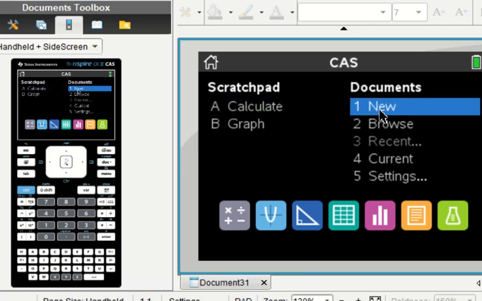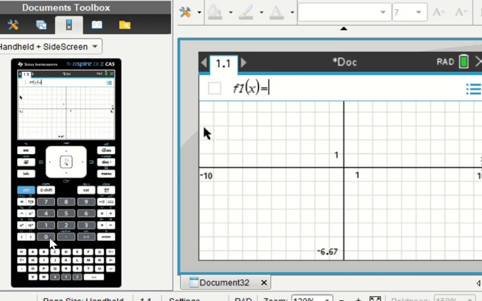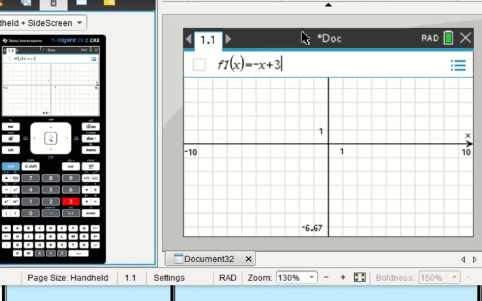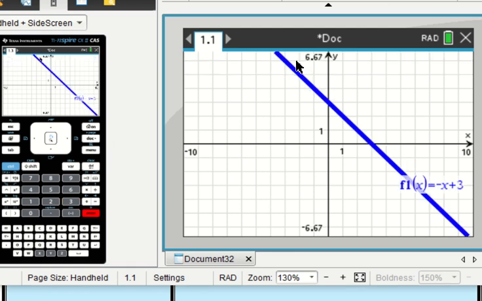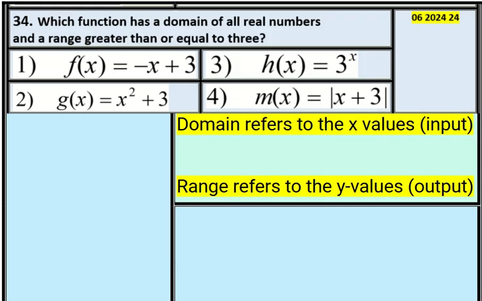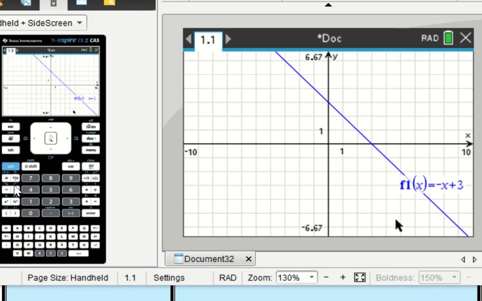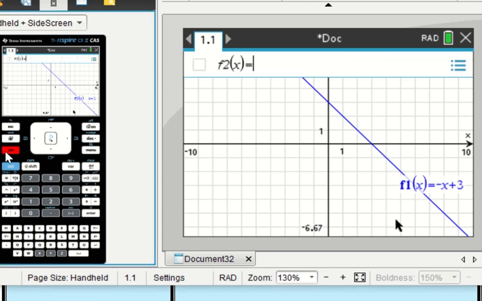So our first function, add a graph page, f of x equals negative x plus 3. When we graph this, we get a line that goes forever in both directions. So, what that line means is up here, it's heading towards infinity, whereas down here, it's going towards negative infinity. Since there are values in the range below zero, definitely this graph does not start at 3, and choice 1 is not the answer.